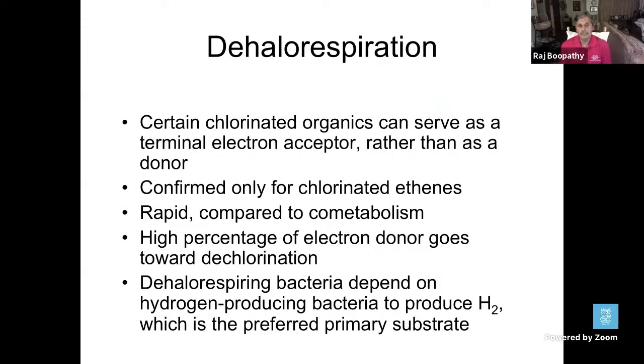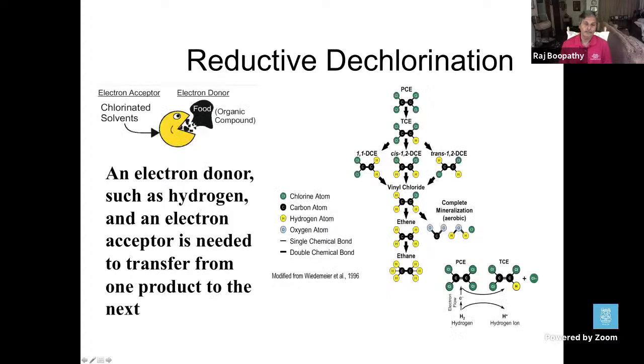Dehalorespiration in chlorinated contaminated sites is very commonly used, as most of the time TCE ends up converted into ethane, which is a harmless product. And we can enhance this by a co-metabolic process using carbon. You can have more bacteria involved in this process. A high percentage of electron donor goes towards dechlorination. Dehalorespiration depends on hydrogen-producing bacteria to produce hydrogen, because you need this electron, which is the preferred primary substrate. Okay, so this is a typical example.